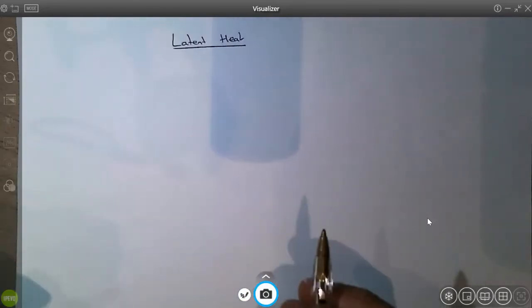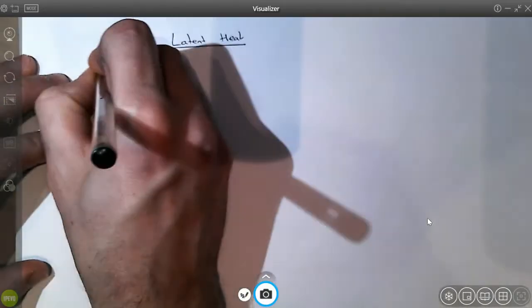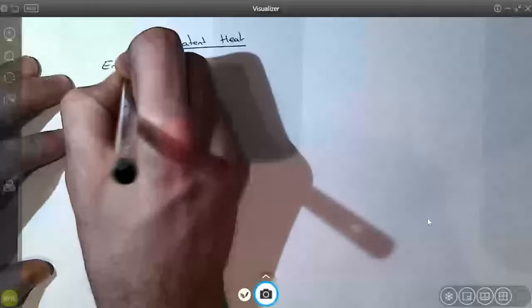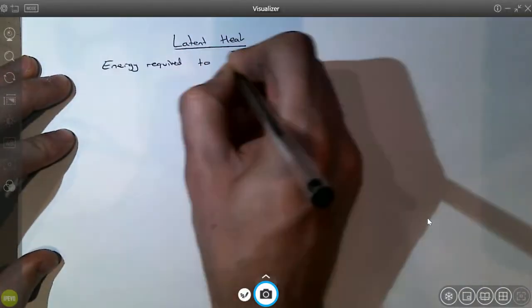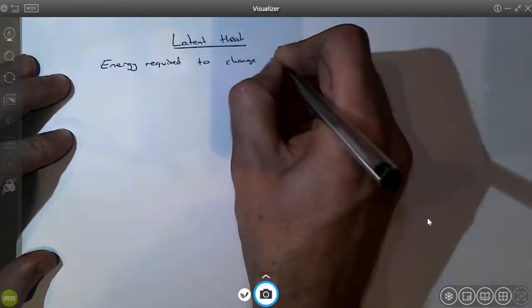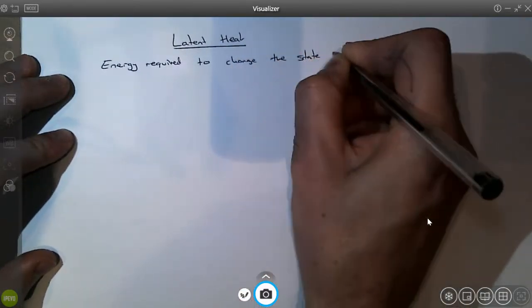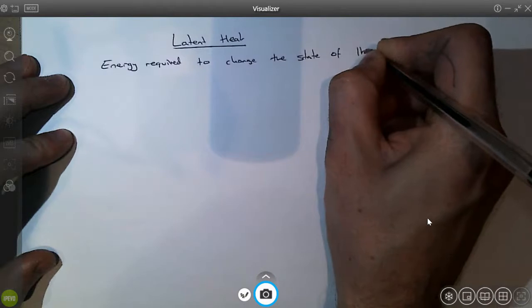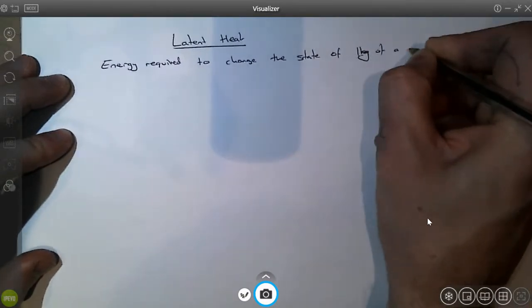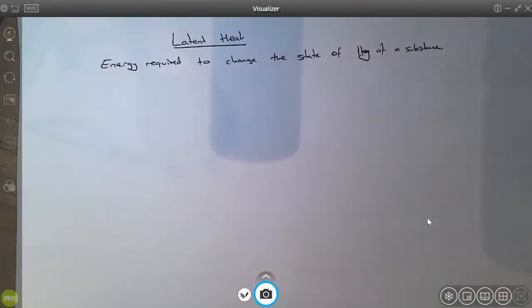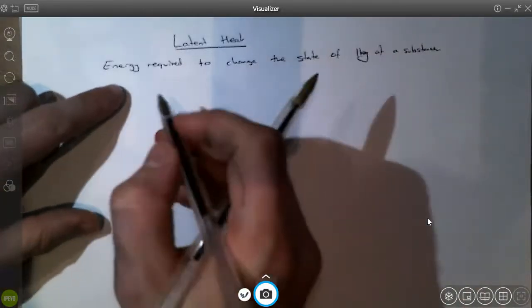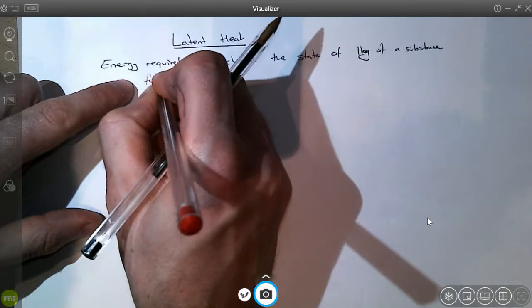We're going to look at latent heat. So the definition of latent heat is the energy required to change the state of 1 kilogram of a substance. Now, that on its own is not that useful. We can add a bit more detail, which is the detail we require.